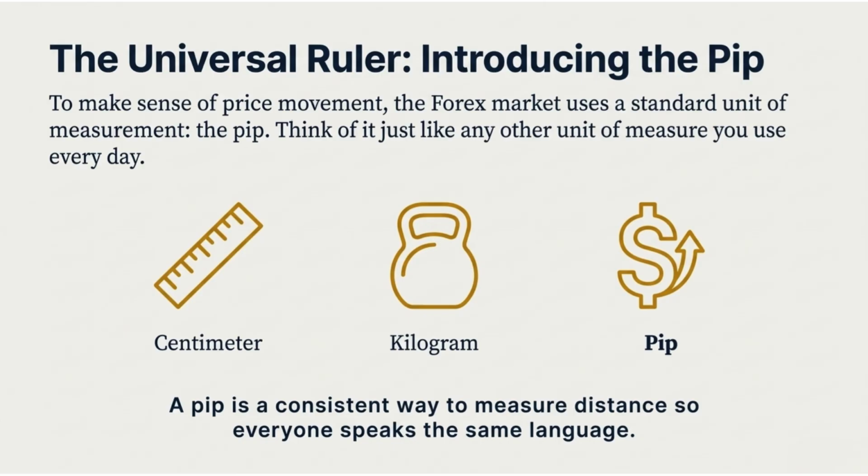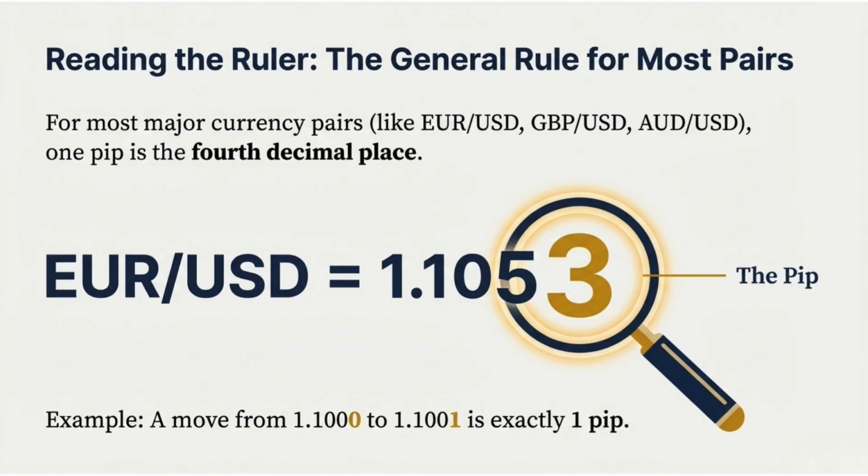So that gives us the why, a really solid foundation. Now let's get into the nuts and bolts of it. What does this universal unit actually look like mathematically for the vast majority of currency pairs? Okay, so for almost all the major currency pairs, and we're talking about the big ones, EUR/USD, GBP/USD, AUD/USD, basically anything that doesn't involve the Japanese yen, the standard is very clear. And that standard is? 1 pip is defined as the movement in the 4th decimal place.